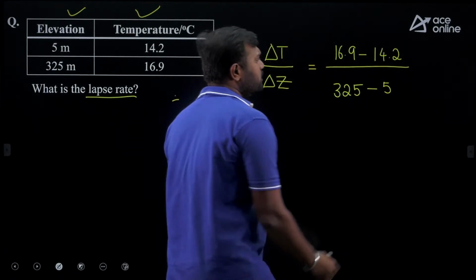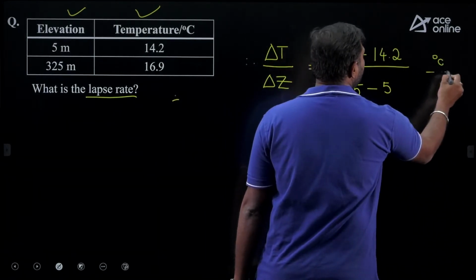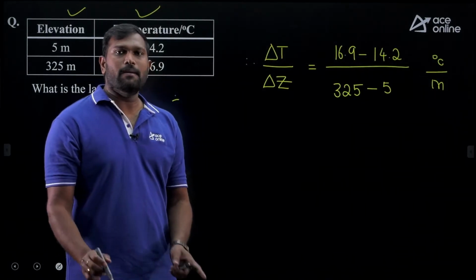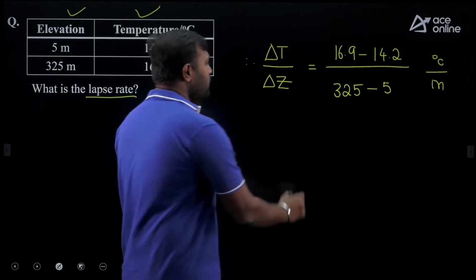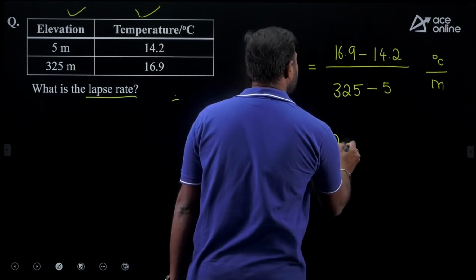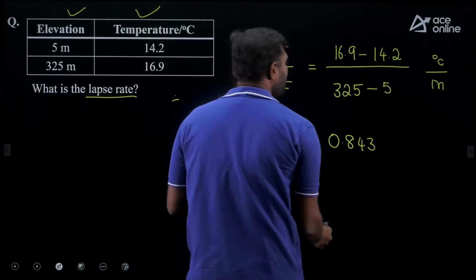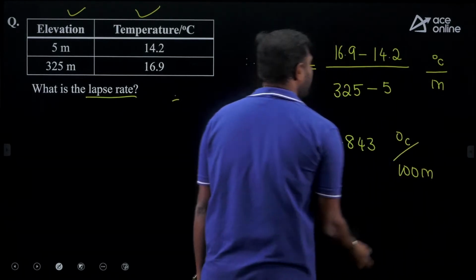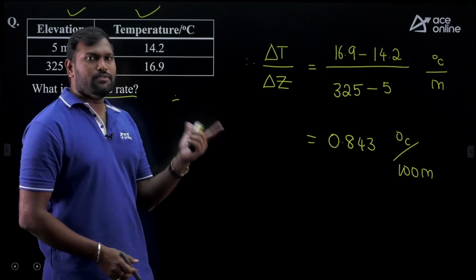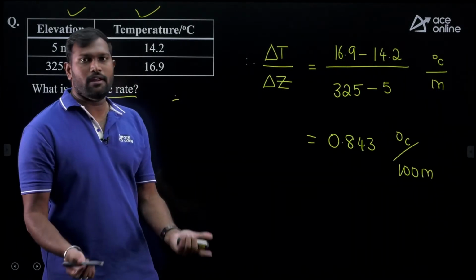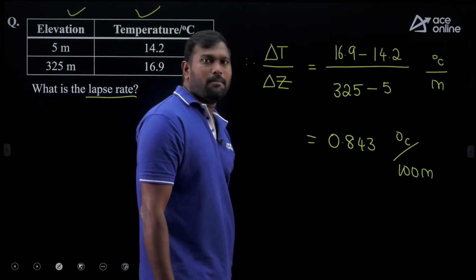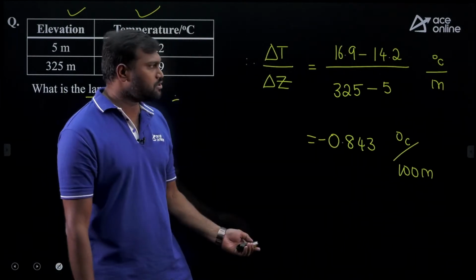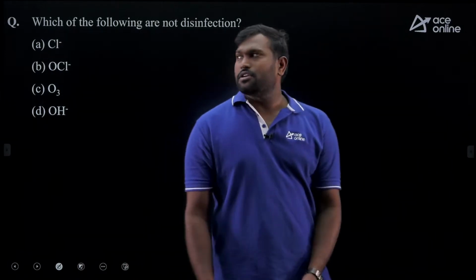So if you solve it, this is going to be degree centigrade per meter, but I want it in terms of degree centigrade per every 100 meter, right? If you solve it, you will be getting 0.843 degrees centigrade for every 100 meter. But anyways, I have taken it in a reverse way. So finally the answer goes, if it is a lapse rate, you have to represent it as minus 0.843 degrees centigrade per 100 meters. This is question number 1. And now go to question number 2.